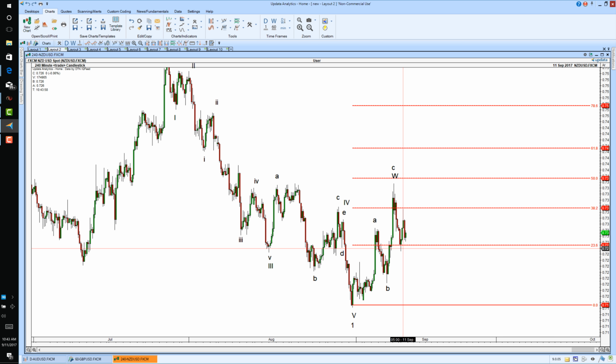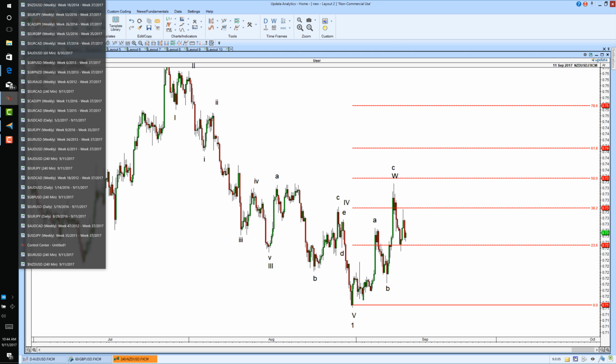And then I'm looking for the next. I believe this will be my A of X. This is possibly my B of X. And then wave C of X, I have it coming more towards here. Let's see if I can show you on this chart.